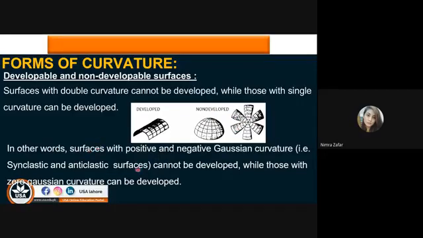In other words, surfaces with positive and negative Gaussian curvature, that is synclastic and anticlastic surfaces, cannot be developed, while those with zero Gaussian curvature can be developed. So if we have positive and negative Gaussian curvature, that means it is this way, upward curvature and downward curvature. Synclastic and anticlastic cannot be developed. They are double curvature. While those with zero Gaussian curvature, which have only one curvature, can be developed.